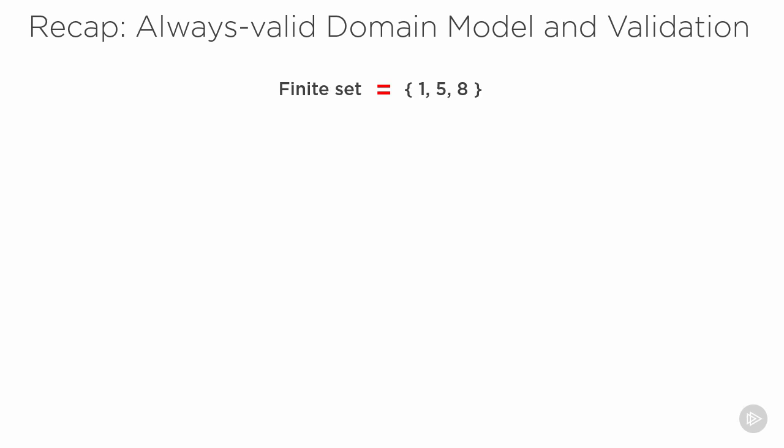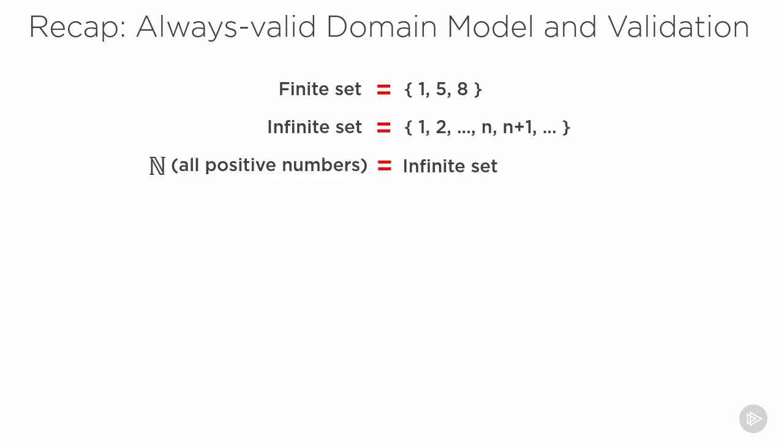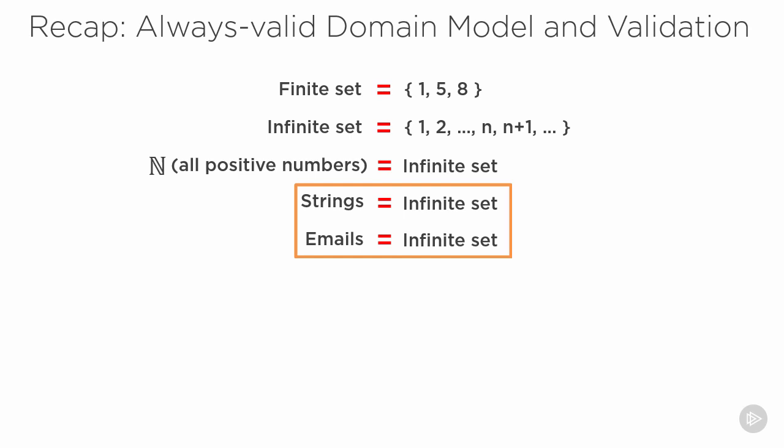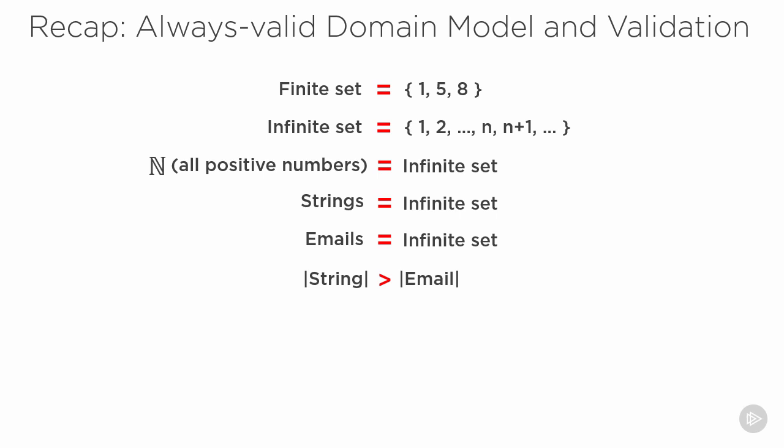A set could be finite, in which case it would contain a finite number of elements, or it could be infinite. For example, a set of all numbers is infinite because there is an infinite quantity of numbers. Or, as in our case, the set of all possible strings and the set of all possible email addresses are both infinite as well. Note that although these two sets are both infinite, we can still differentiate their sizes, or cardinality if we are using precise math terms. The cardinality of the string set is greater than the cardinality of the email set.